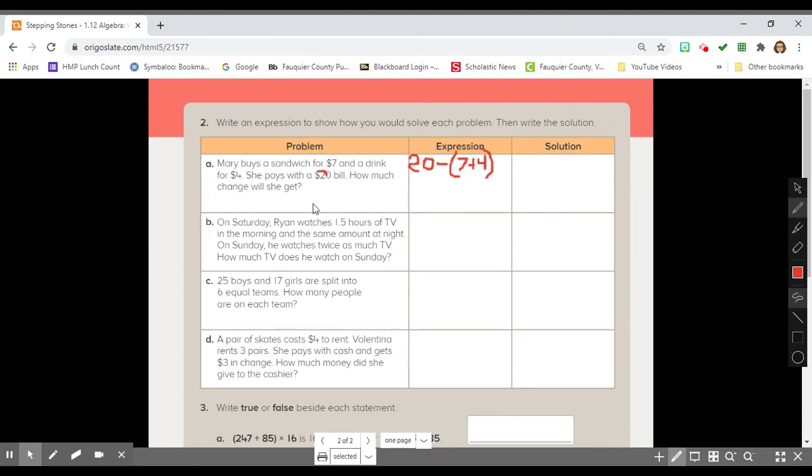So then it tells us, then write the solution. Okay, so if I write the solution, I could come over here and actually do the PEMDAS on here. So parentheses, yes, we have parentheses, P for PEMDAS. So 7 plus 4, I'm going to do it down here. 7 plus 4 is 11. And I bring down the rest of the problem.